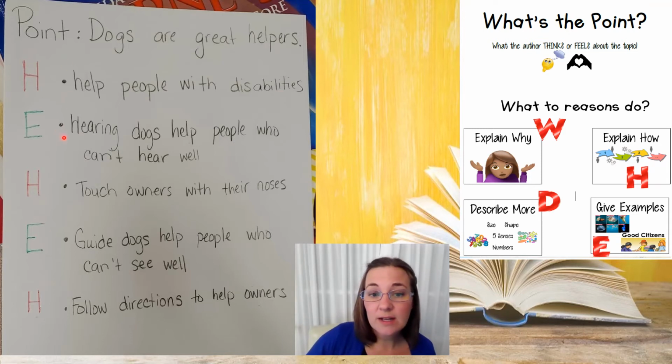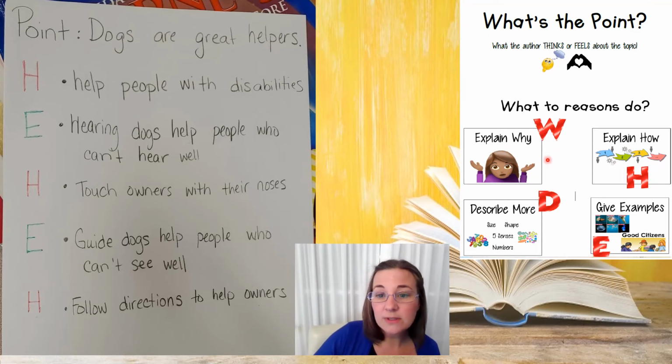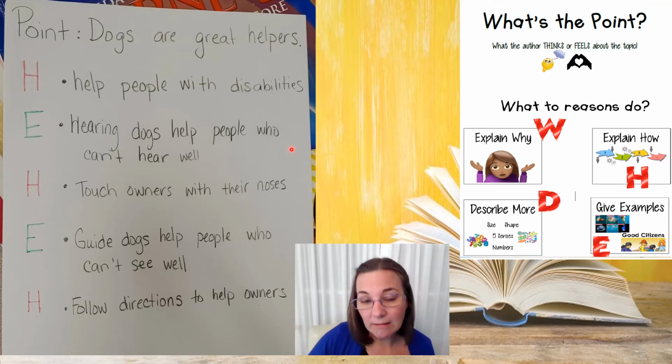Then they read this one, hearing dogs help people who can't hear well. Does that explain why they're great helpers? Explain how they're great helpers? Describe more or give an example of great helping? Well, this second grader said that gives an example of a type of dog that's a great helper. Hearing dogs are one example of being a great helper, so they coded it with an E.